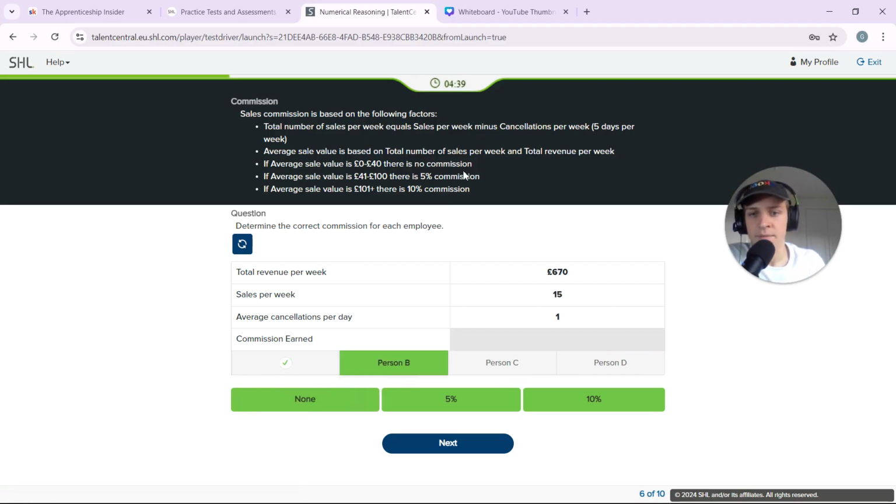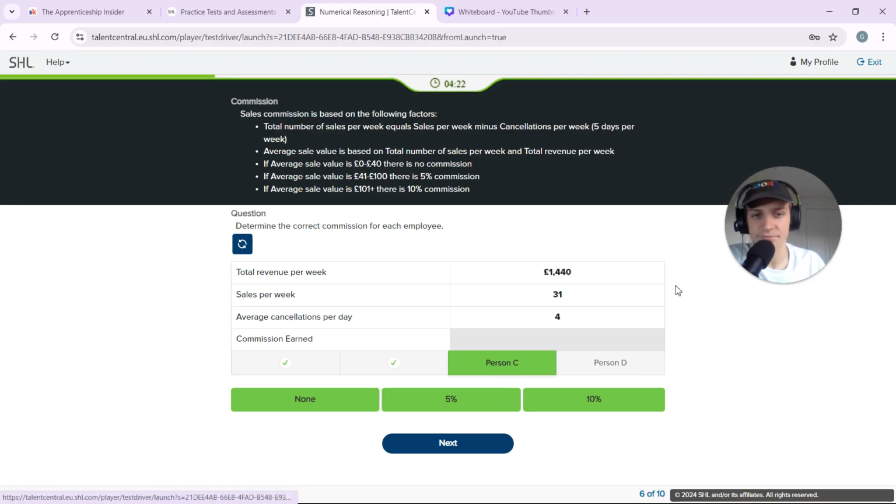Okay, all right, this one, he has 15 sales, 1 cancellation per day. 1 times 5 is 5, so he gets 5 cancellations per week, because you have to do that conversion between per day and per week. 15 minus 5 is 10, so he gets 10 sales per week. So he gets £670 out of 10 sales, that means 670 divided by 10, he's on £67 per sale. Okay, so there's 5% commission for him there, because 67 is between 41 and 100, so he gets 5%.